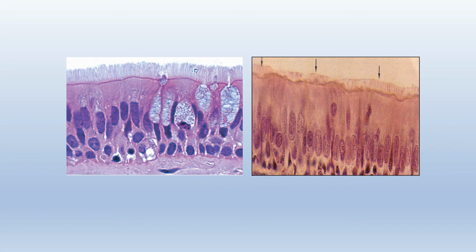This picture shows the pseudostratified epithelium. You can see these are the basal cells on the basement membrane, this is the columnar cell with cilia, kinocilia, and this is the goblet cell. Goblet cells and columnar cells can reach the top of the epithelium, but basal cells cannot reach the top of the epithelium. Also this picture.